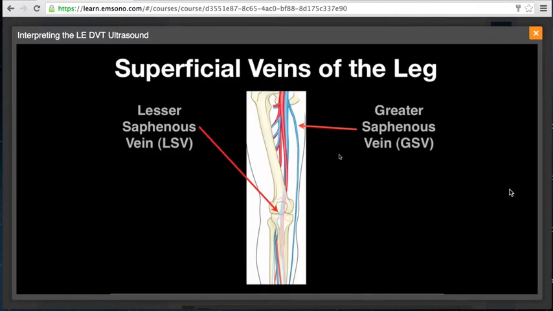Let's take a look now at the superficial veins of the legs. The two that you're going to worry about during the focus scan are the greater saphenous vein, which enters into the common femoral vein, and the lesser saphenous vein, which is going to insert into the popliteal vein.